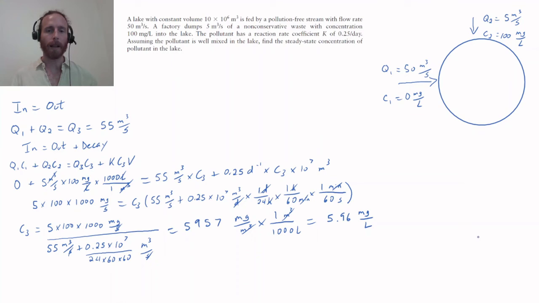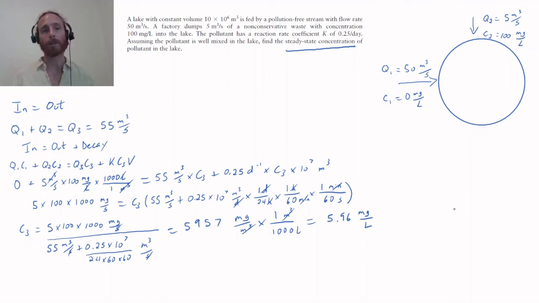So I just wanted to highlight that this is the steady state concentration that we found. And what that means is that, when the factory has been running for a long time, it reaches a plateau and the concentration doesn't change anymore. This is the long-term level that we can expect to see.